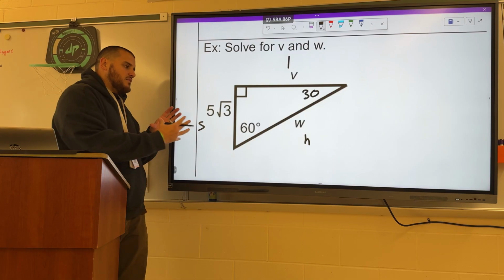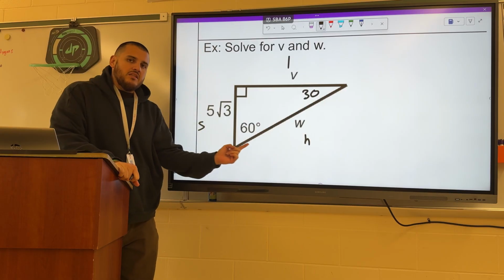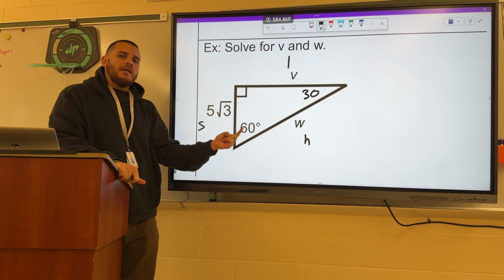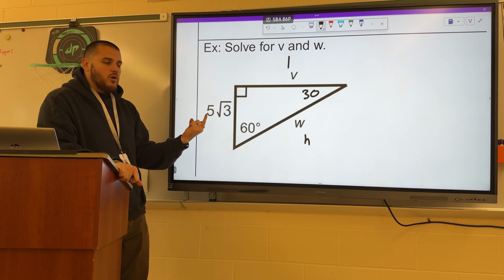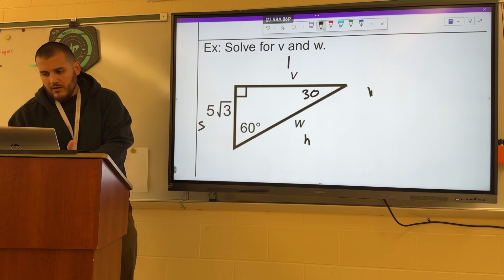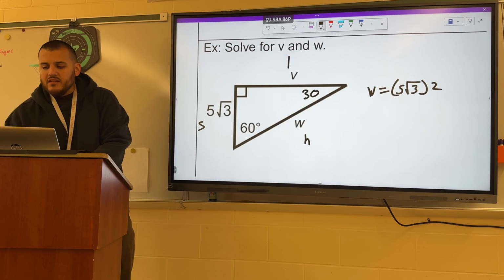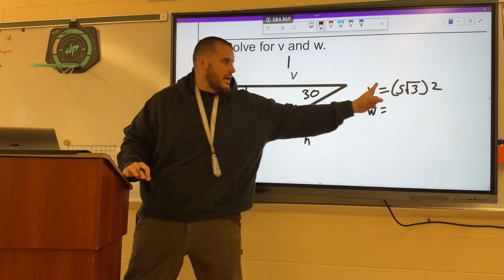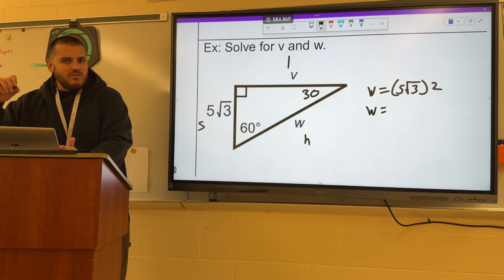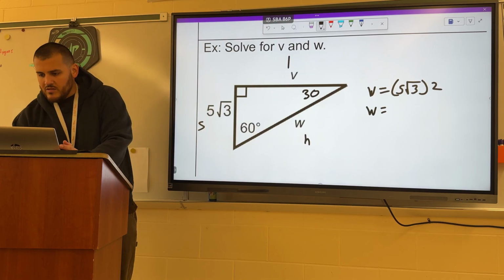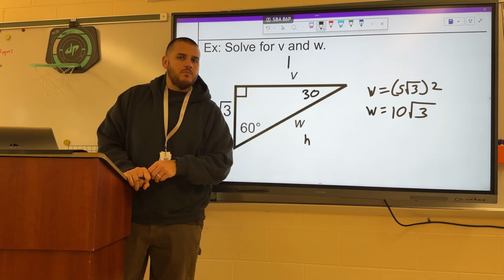And remember, everything is in relation to that short side. The hypotenuse, I think, is the easier one to think of right away. It's just twice the measure of the short side. So what does that mean? That means taking this and multiplying it by 2. So my W there equals 5 times the square root of 3 times 2. To do this calculation, we're simply going to do that whole number times 2, and the square root is just along for the ride. So 5 square root of 3's times 2 gives me 10 square root of 3's. So that hypotenuse here would be 10 times the square root of 3.